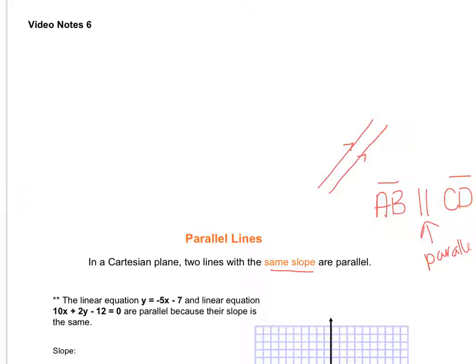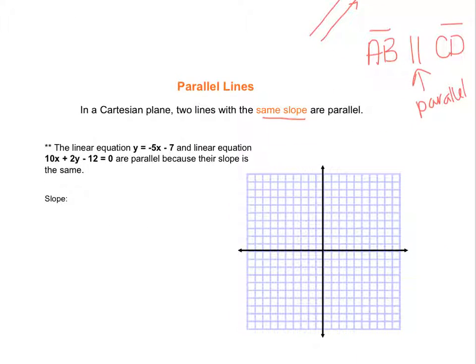It's also giving you the answer because parallel lines will never ever touch. So if they never are touching, they should probably have the same slope. So anytime you're asked to find a line that's parallel to another, they always have the same slope. So the linear equation y is equal to negative 5x minus 7 and linear equation 10x plus 2y minus 12 are parallel because their slope is the same.